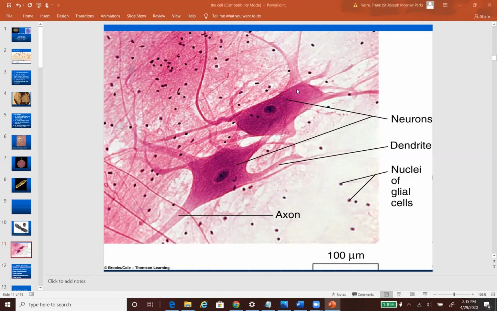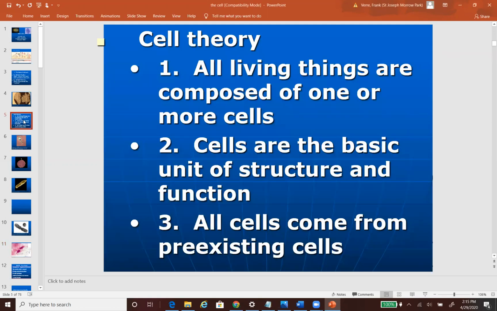Okay, so that's the cell theory, right? The three parts. If it's living, it's made up of cells. So viruses are not living because they're not made of cells. All cells come from previous cells, right? And you came from something called the zygote, came from sperm and egg cell, right? And then the cells carry out functions in your body.